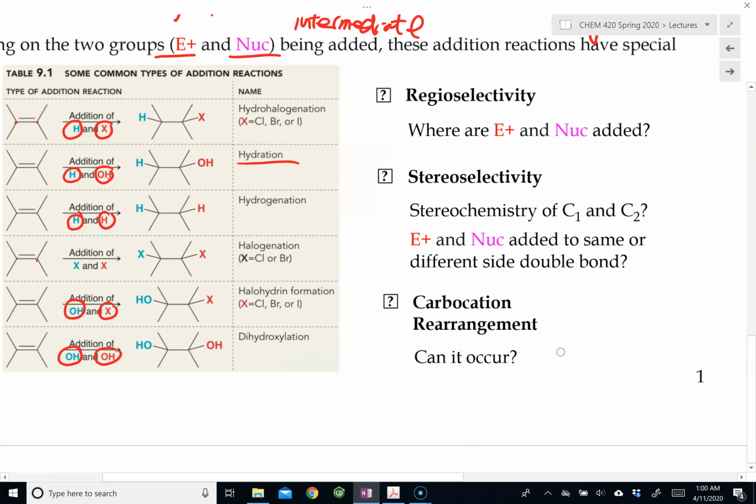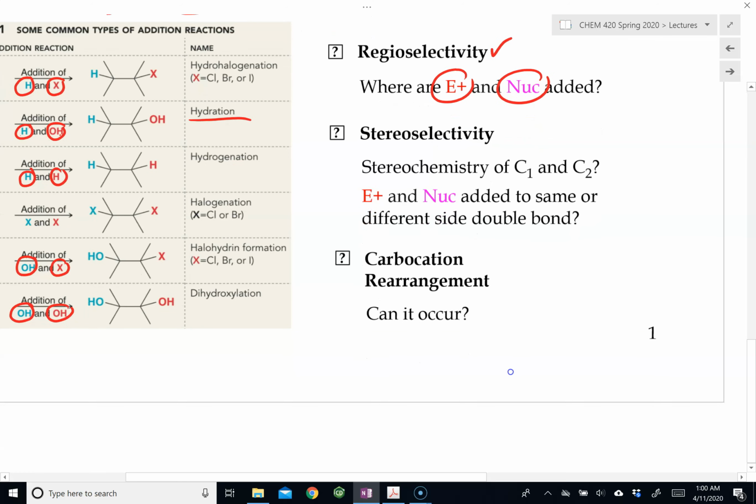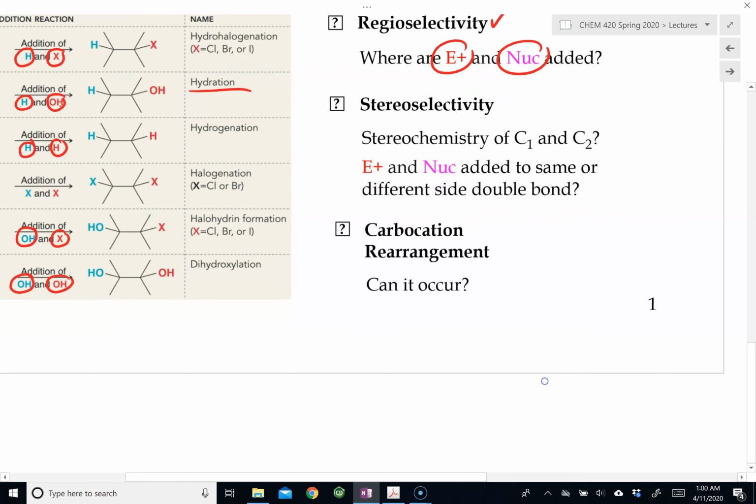And now, as these different groups are being added across the double bond, the first factor that we have to consider is the regioselectivity. So where are the groups getting added? Where is the electrophile getting added? Where is the nucleophile getting added? To carbon 1 or to carbon 2 of the double bond? In some of these reactions there's actually selectivity, so that's something we have to focus on: the regioselectivity of where the groups are being added.